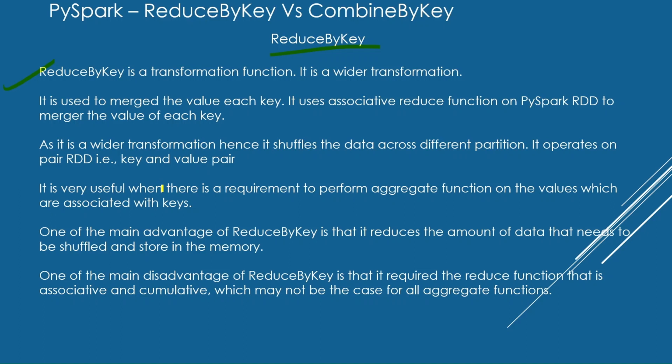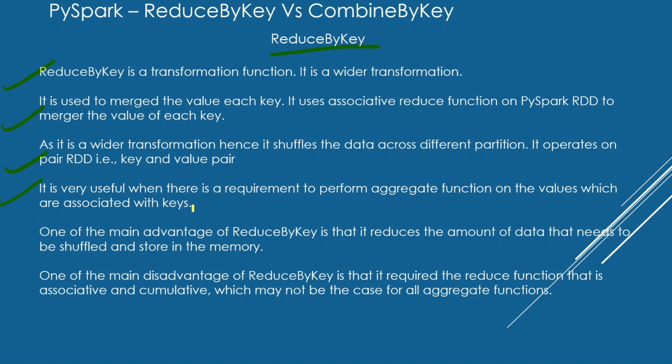Wider transformation means data is going to shuffle across different executors over the network. It is used to merge the value of each key. It uses an associative reduce function on a PySpark RDD to merge the value of each key. It is a wider transformation, hence it shuffles the data across different partitions. It operates on a pair RDD, that is, in the form of key and value.